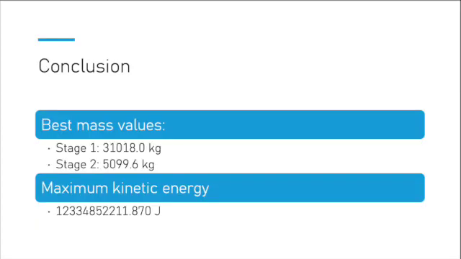Using the methods I described, we found the best combination of fuel masses for stages 1 and 2, and the resulting kinetic energy. These are shown on screen. The value for the fuel masses has an uncertainty of around 0.5 kilograms, since this was the final step size we used to determine its value. The rest of our final values were calculated to an accuracy of 3 decimal places, which is within the range of the given constants.